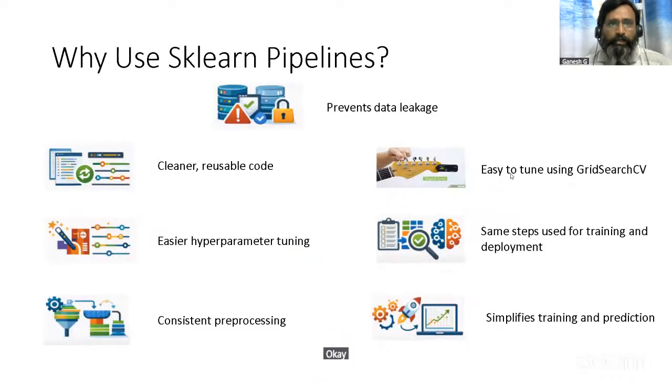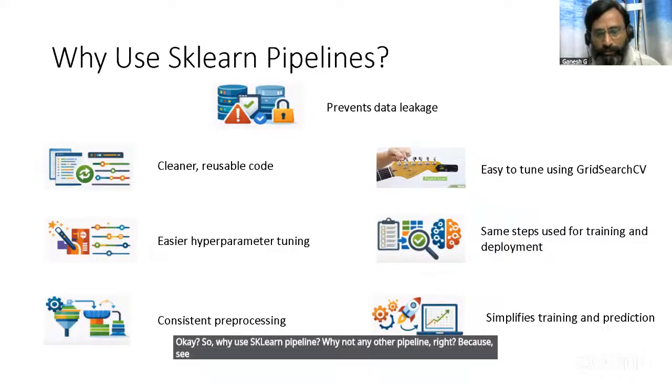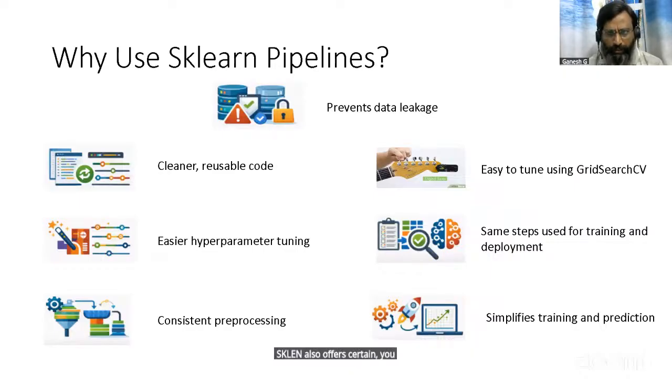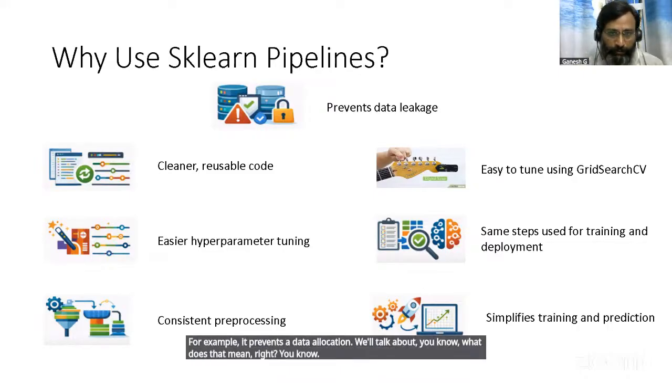So why use the sklearn pipeline? Why not any other pipeline? Because sklearn offers certain libraries, as I already mentioned. Apart from having more documentation and community support, sklearn also offers certain very clear advantages. For example, it prevents data leakage. We'll talk about what that means, how exactly to protect the data within your environment. I will show you how to do that as well.